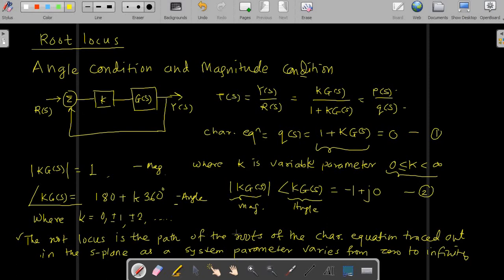The root locus is the path of the roots of the characteristic equation traced out in the S-plane as the system parameter varies from 0 to infinity. So this is the angle and magnitude condition. This is very important that we have understood first of all before understanding the steps for sketching the root locus. I hope this is clear to you. Now we can move ahead with the steps for sketching the root locus.